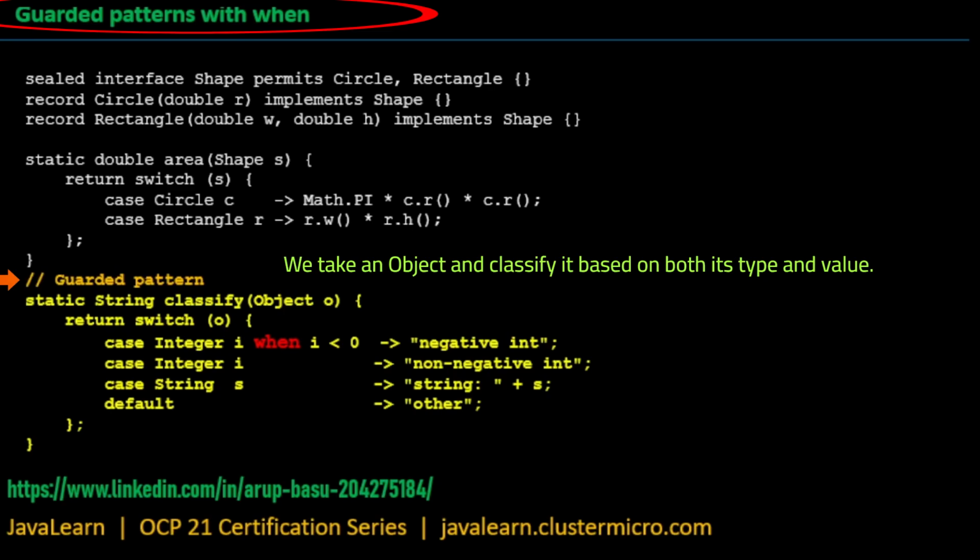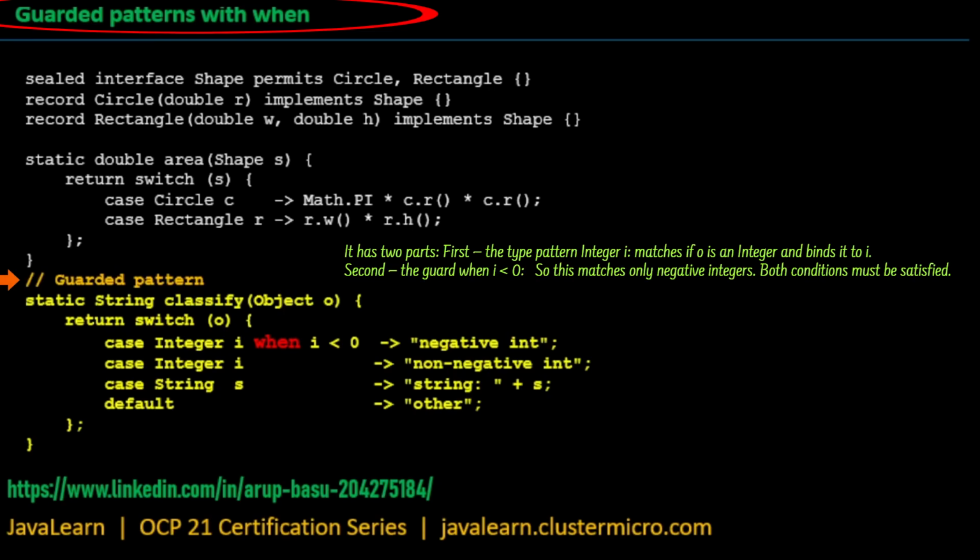So the first line is case Integer i when i < 0, then arrow "negative int". Okay, so this is a guarded pattern. It has two parts. First, the type pattern, Integer i, which matches if o is an Integer and binds it to i, and second, the guard, when i < 0. So this matches only negative integers. Okay, so both conditions must be satisfied. The object must be an Integer and the integer value must be less than 0. If both are true, the result is "negative int".